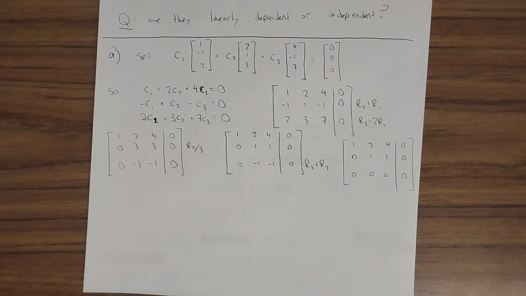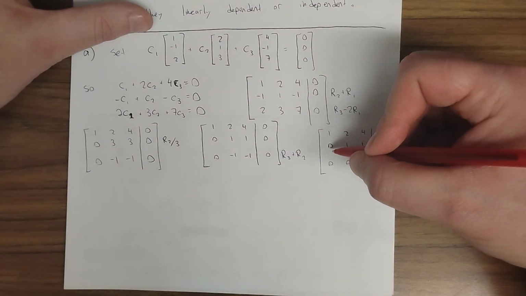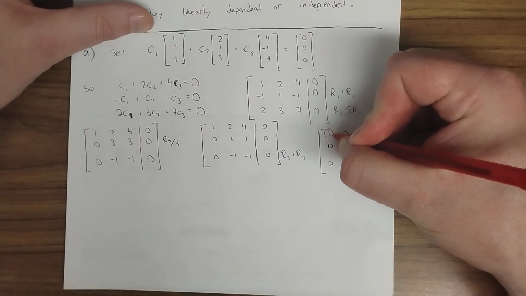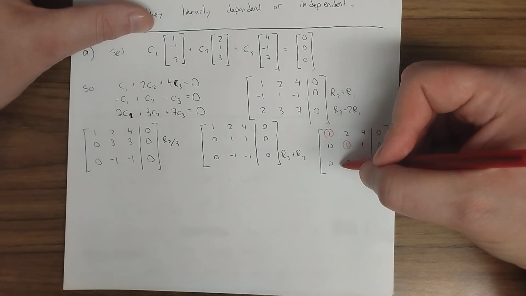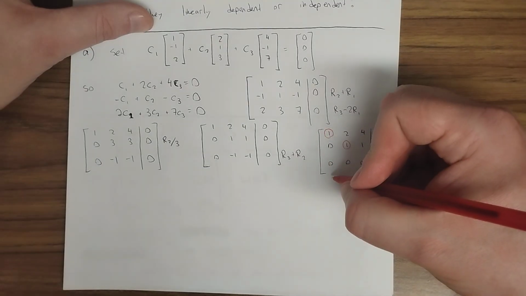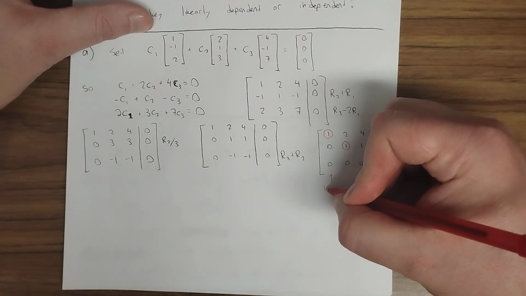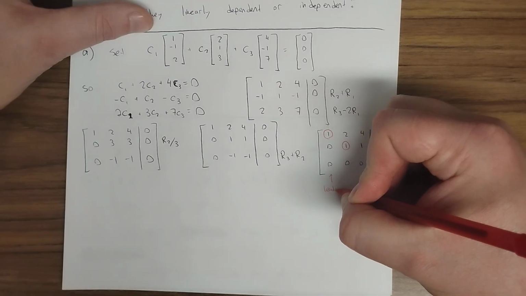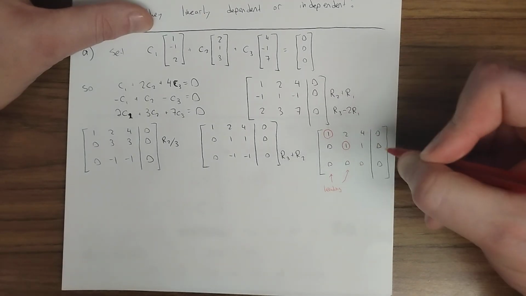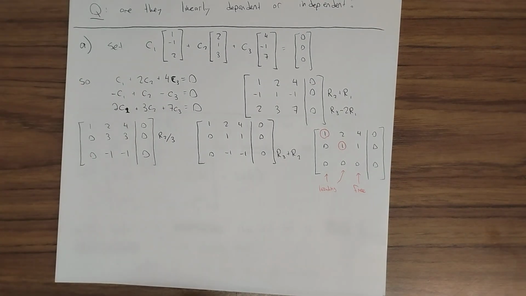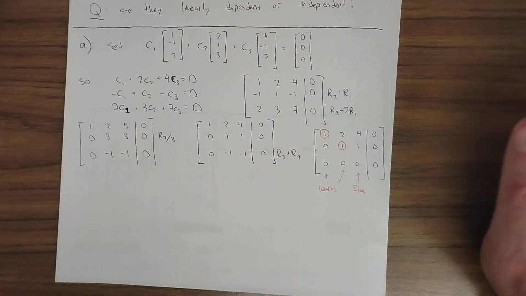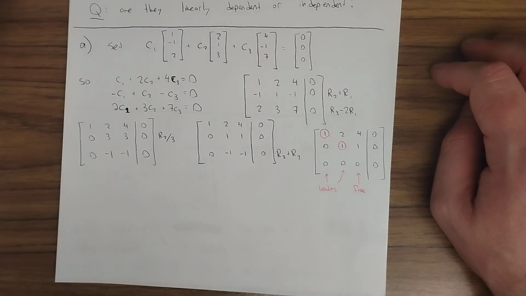So remember how we interpret this. This is a leading entry. This is a leading entry in the second row. There is no leading entry in the third row. So I label this column as leading. Also, this column is leading. This one is free. We learned how to express all solutions to this.